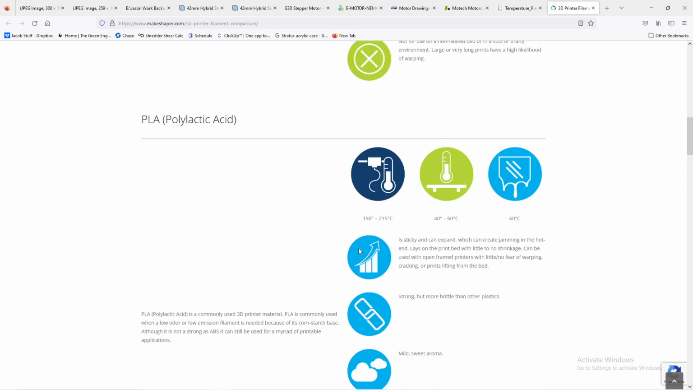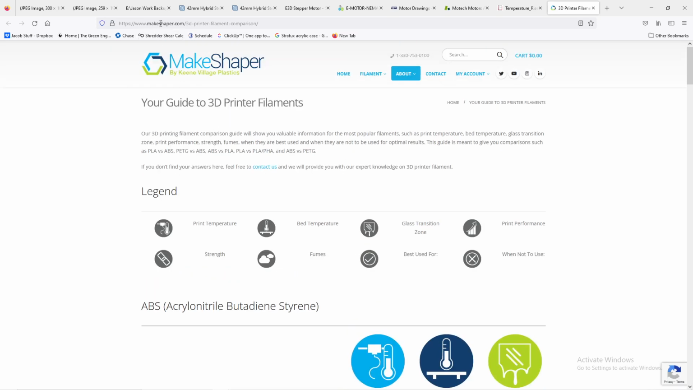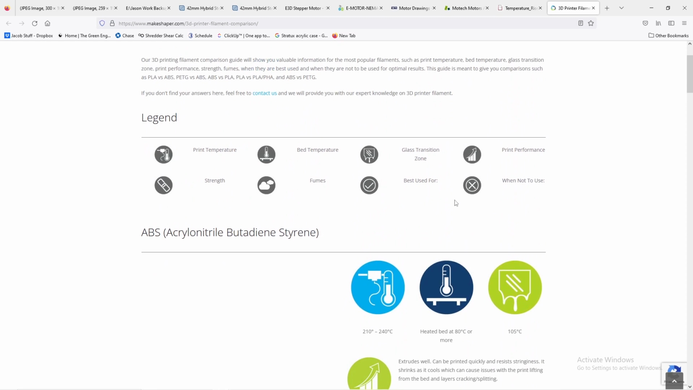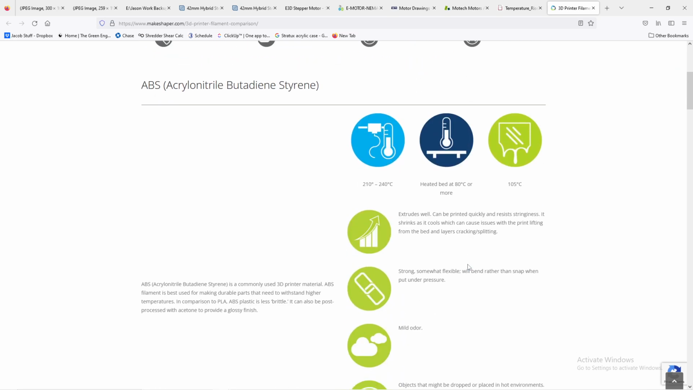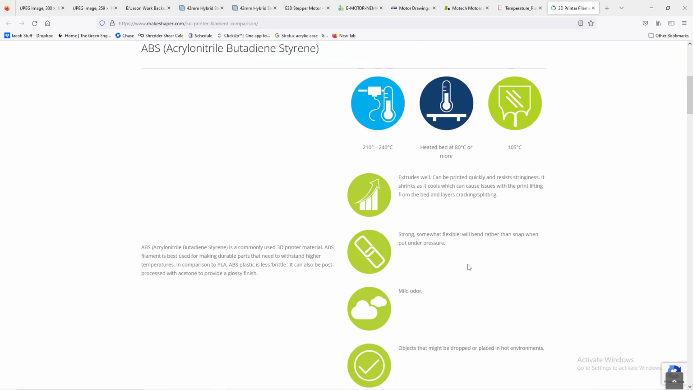And then talking about the temperatures for the enclosure that you should be shooting for, generally the rule of thumb is somewhere close to the glass transition temperature. So I found this website, it's pretty cool. Make Shaper. I'll put this in the description. Again, you have to look for something that works best for you, but you guys can try this. So here you can see the legend of the symbols. So printing temperature, and then you have bed temperature, which is this guy, and then the glass transition zone. And the glass transition zone is when things soften and start to get a little weird, right? So generally you do not want to, and they'll start to soften.